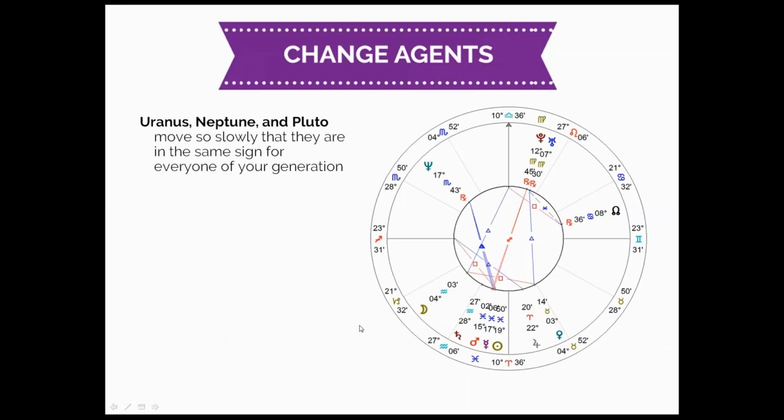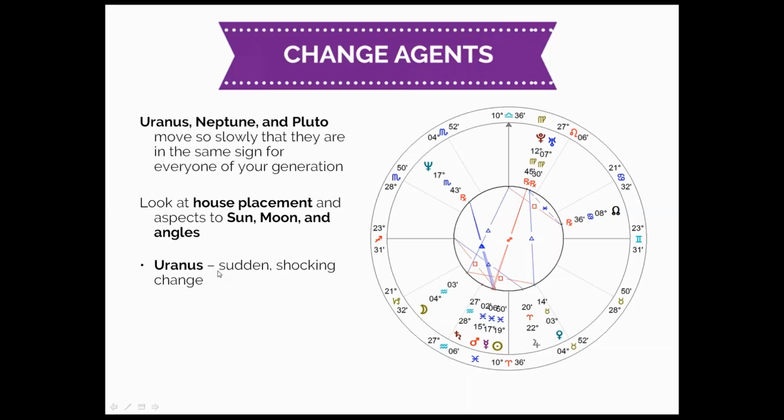And finally, I just wanted to touch on Uranus, Neptune, and Pluto. These 3 planets move so slowly that everybody in your generation is going to have them in the same sign, about 7 years. So they move so slowly that all the people born about the same time you are have them in the same signs. So it's a little more effective in a quick reading to just look at the house placement of these planets and their aspects, particularly to the sun, the moon, and the angles.